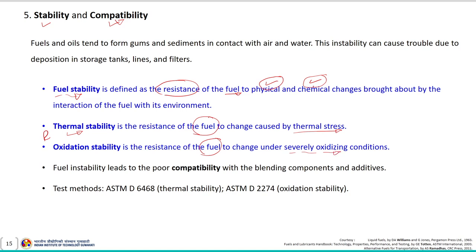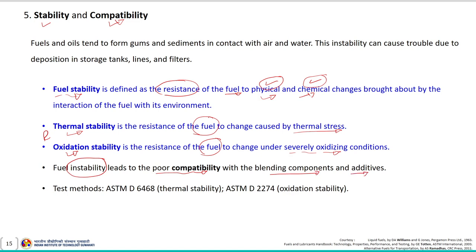So, as I just mentioned before, if the biodiesel is exposed for a long time to the environment, then it undergoes the auto-oxidation reaction where it undergoes physical and chemical changes, which ultimately hamper its fuel properties. That is because of the oxidation of certain components which are present in the biodiesel. As we know, biodiesel is a mixture of saturated and unsaturated fatty acids. So basically the unsaturated fatty acids are prone to auto-oxidation if they remain exposed to the environment for a longer time. So this fuel instability leads to poor compatibility with blending components and additives.